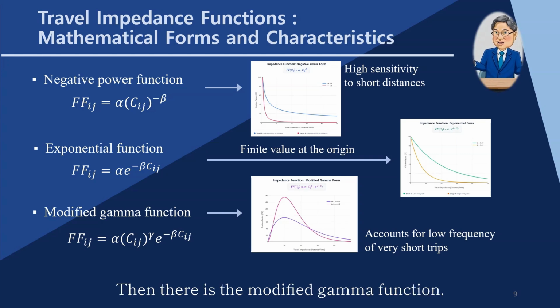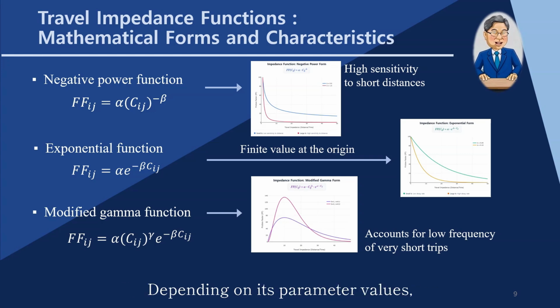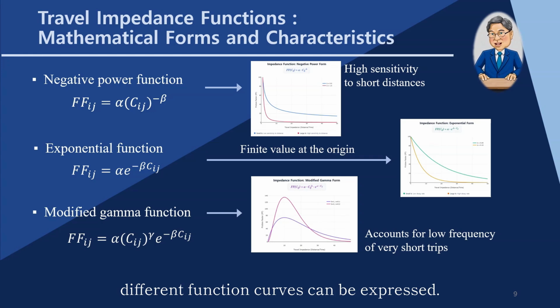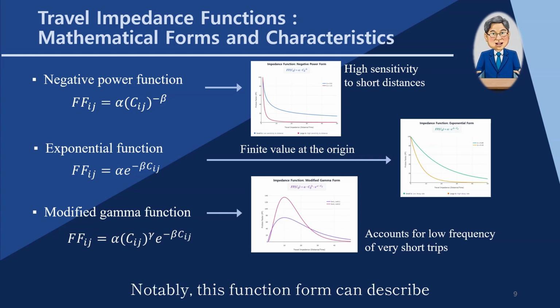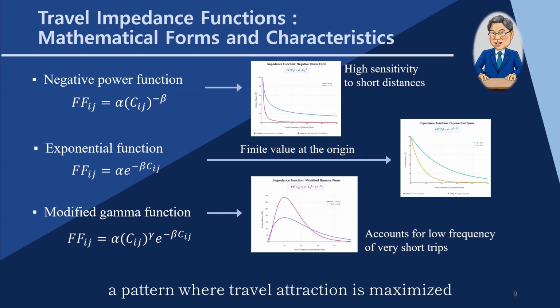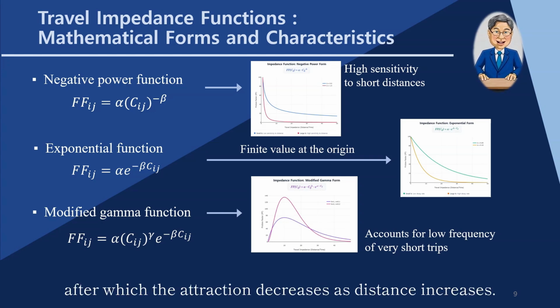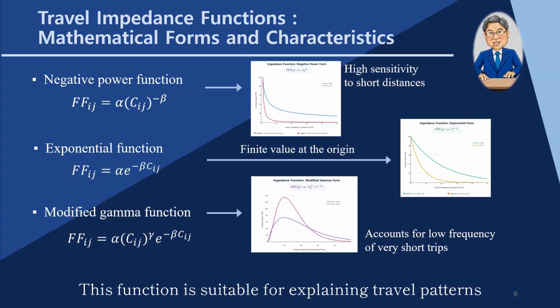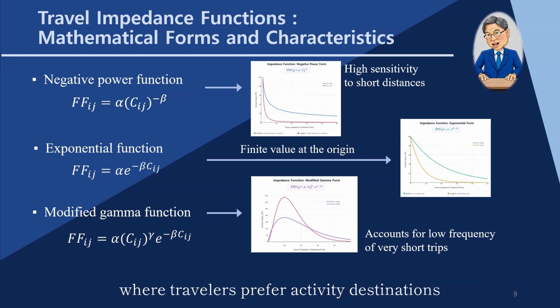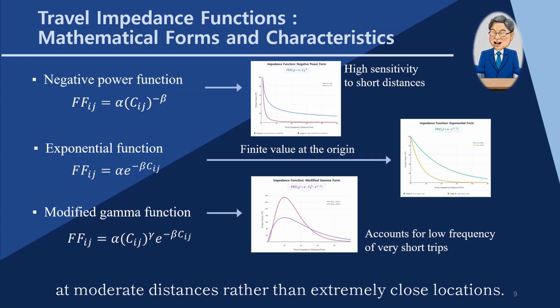Then there is the modified gamma function. Depending on its parameter values, different function curves can be expressed. Notably, this function form can describe a pattern where travel attraction is maximized not immediately near the origin, but rather at a slightly distant point, after which the attraction decreases as distance increases. This function is suitable for explaining travel patterns where travelers prefer activity destinations at moderate distances rather than extremely close locations.